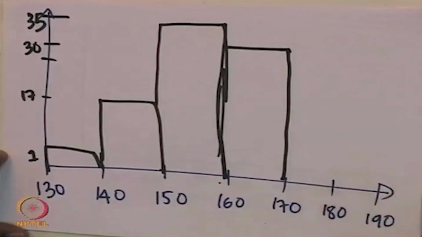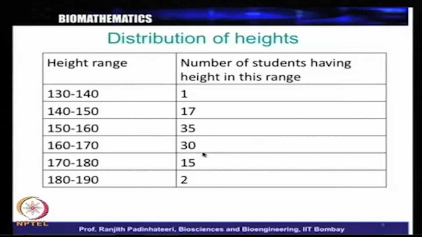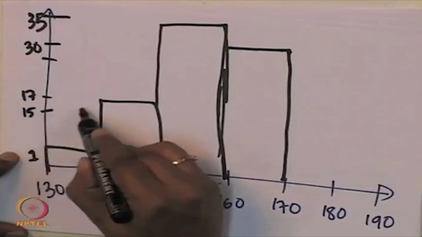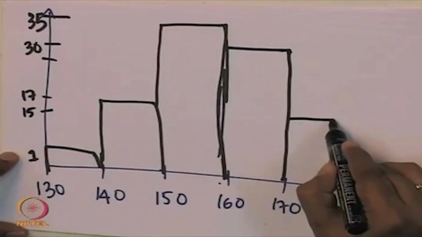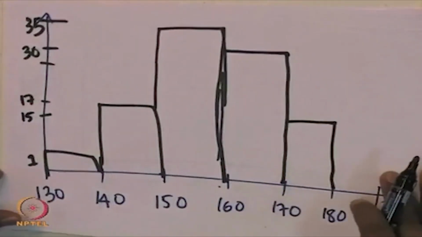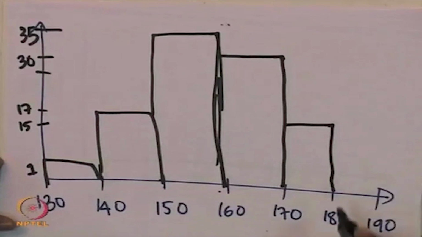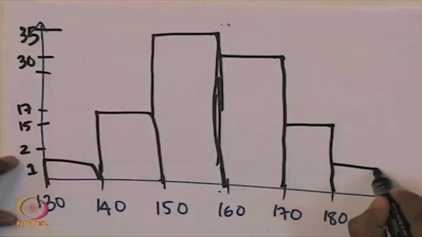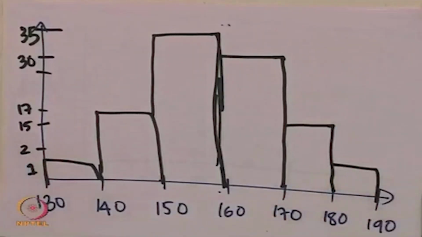And between 170 and 180, in this range there are 15 students. So this is 17, so this is 15. Between 170 and 180, 15 students. And between 180 and 190, only 2 students. So this is 1 and 2 is here. So this is like 2 students.